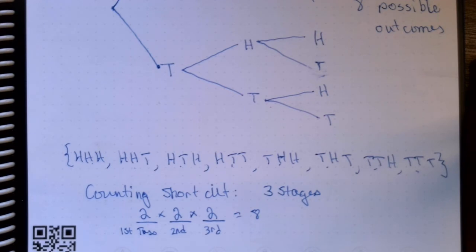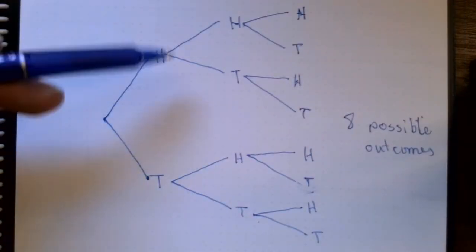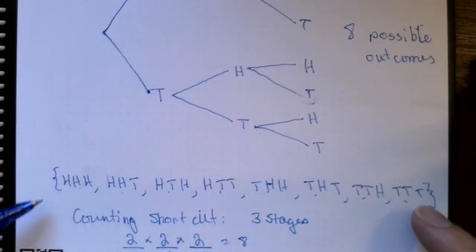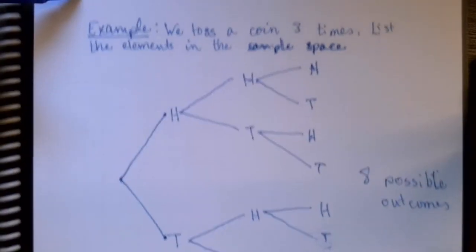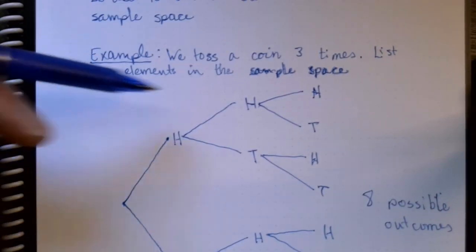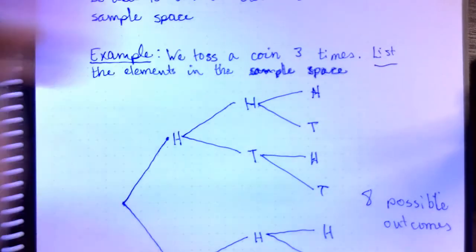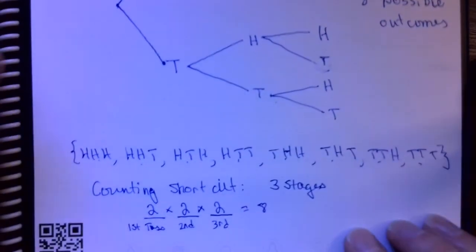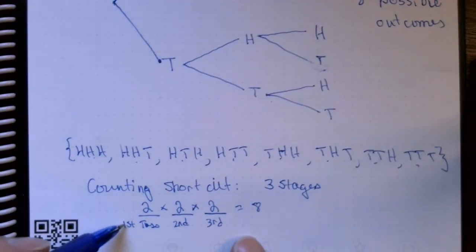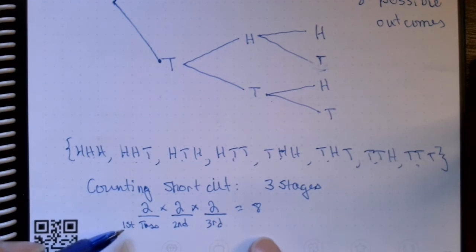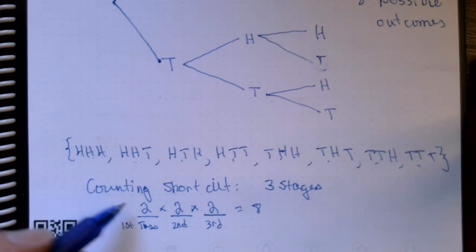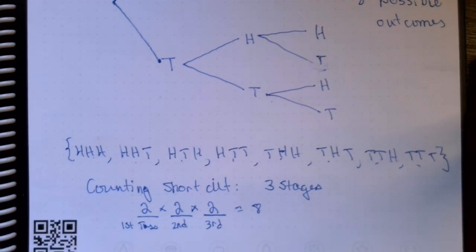Okay, so the tree diagram is nice and it can be helpful if you need a list, which is what the question asked us for. It said list the elements in the sample space. But oftentimes we'll just need a count of what's possible. And this thinking in stages is very useful for the count.